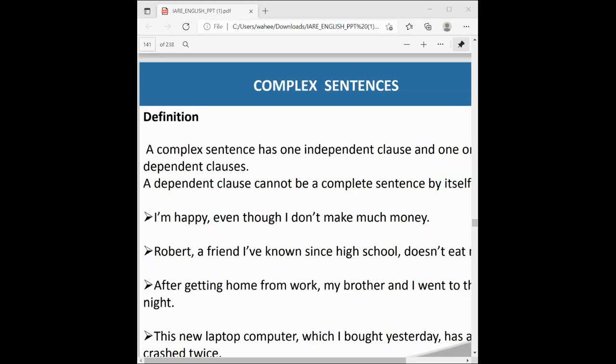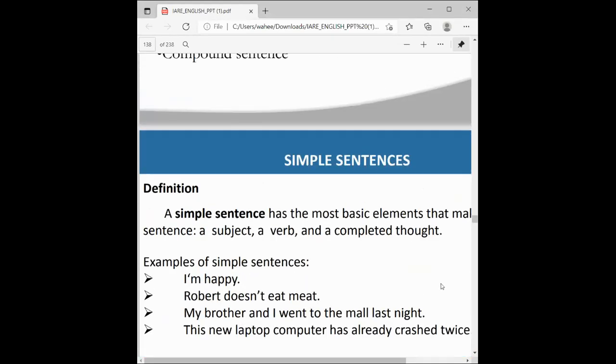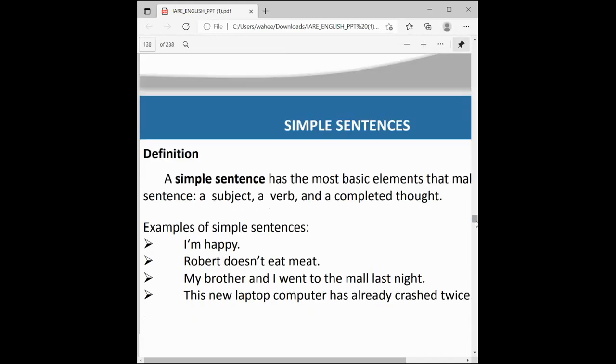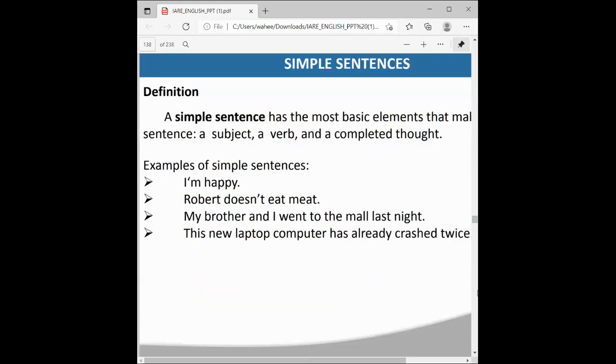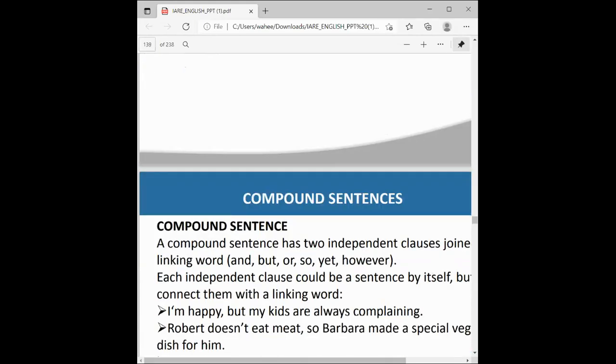Okay, so these are the four types of sentences that we have. This is called the sentence structure. I want to repeat it once more so that it gets clear to you. A simple sentence has the most basic elements that make a sentence. You all know that: a subject, a verb, and a completed thought. I am happy. Robert doesn't eat meat. My brother and I went to the mall last night. This new laptop computer has already crashed twice. These are examples of a simple sentence.